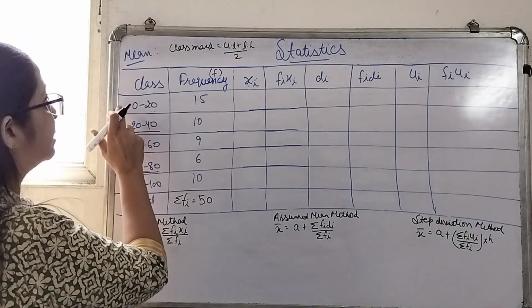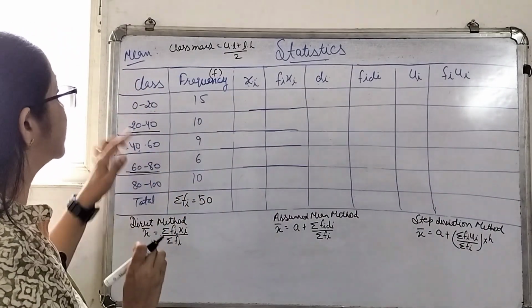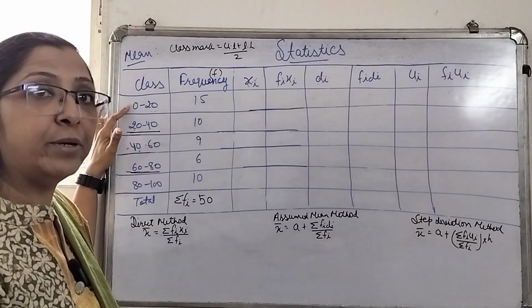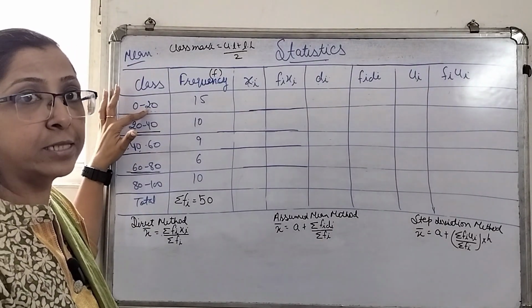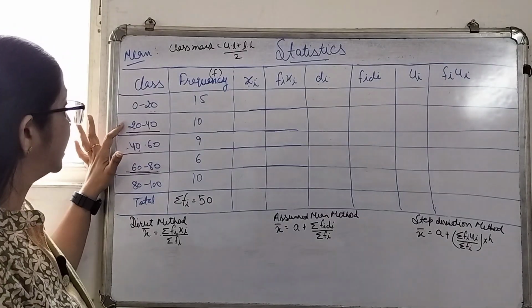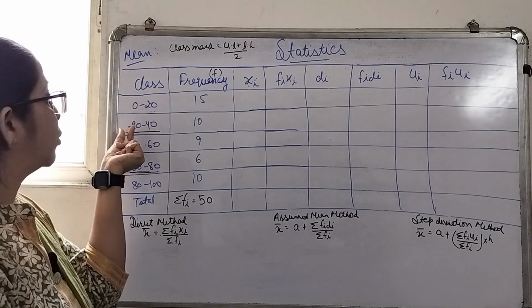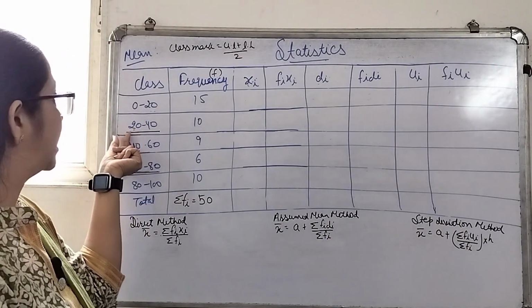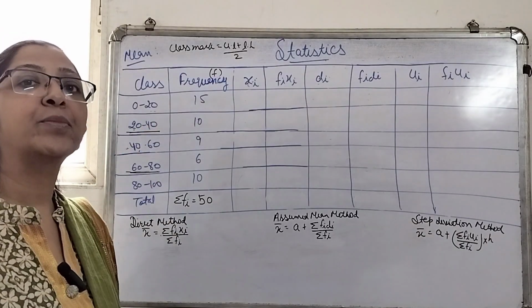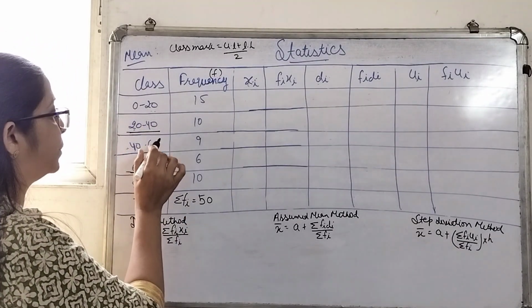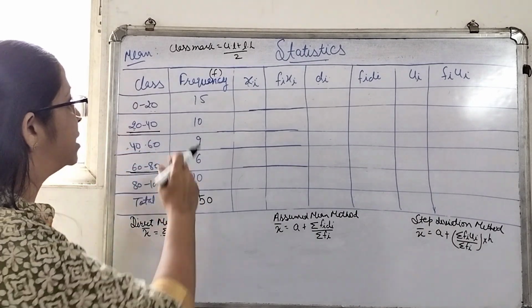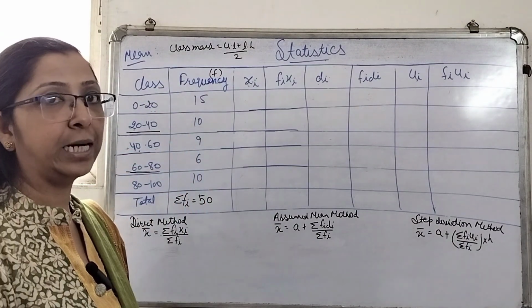Now what upper limit is and what lower limit is? If we are going to take this class interval, then 0 is the lower limit of this class interval and 20 is the upper limit of this class interval. If we are going to take this class interval 20 to 40, then 20 will be the lower limit of this class interval and 40 will be the upper limit of the class interval. Similarly, this is the lower limit, this is the upper limit for this class interval. Similarly, we can find for all the class intervals.